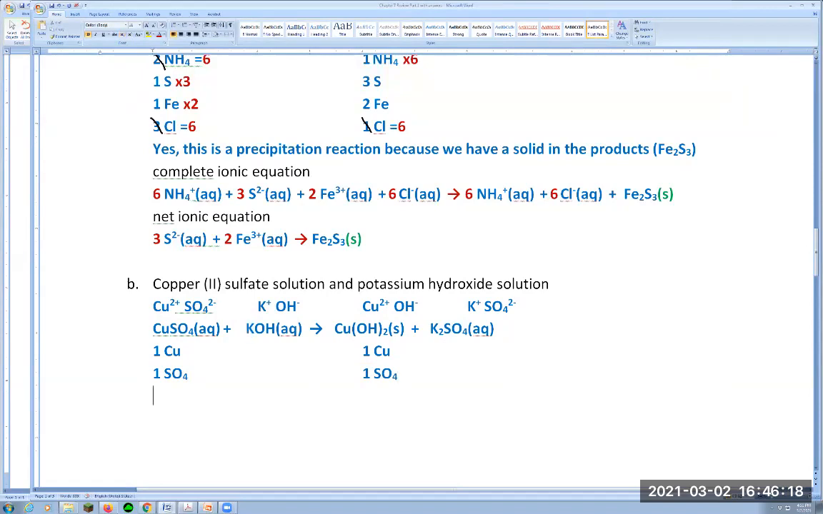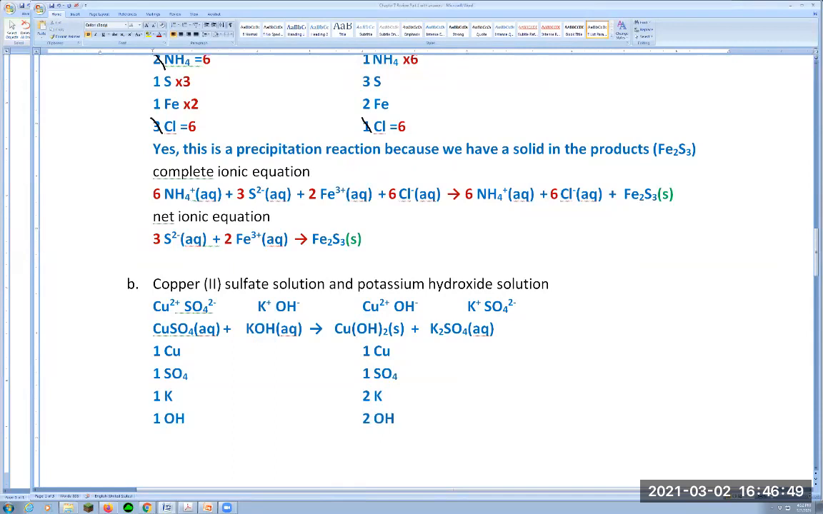K plus 1 K on the left, sorry, and 2 K on the right in the K2SO4. And finally, we have the hydroxide ion, right? 1 OH minus on the left. And on the right, we have 2 OH minus in the copper hydroxide. So 2.